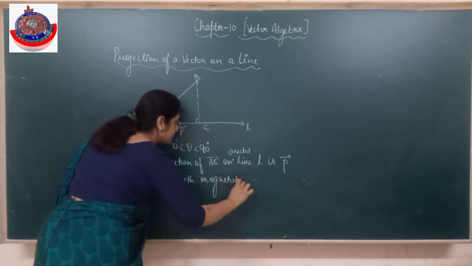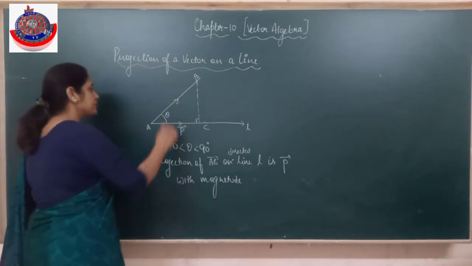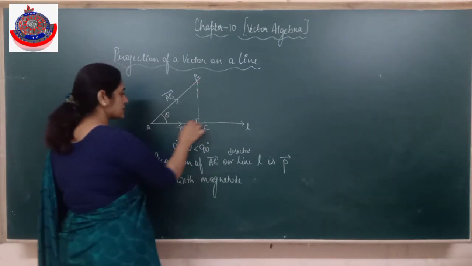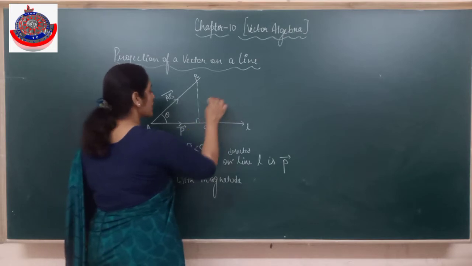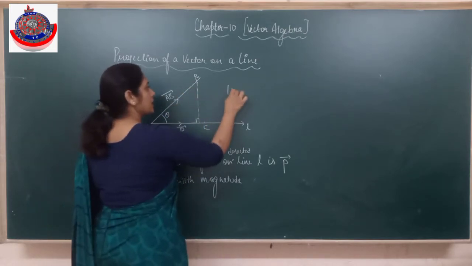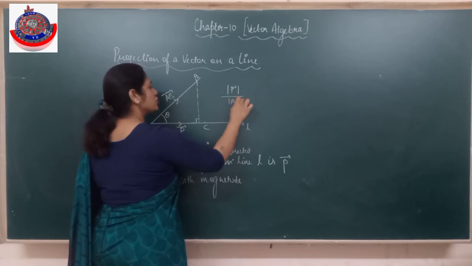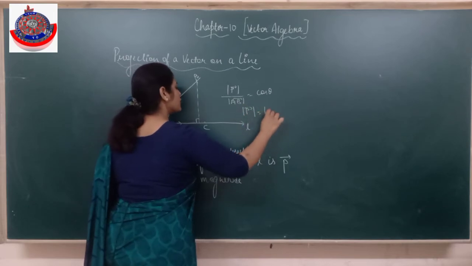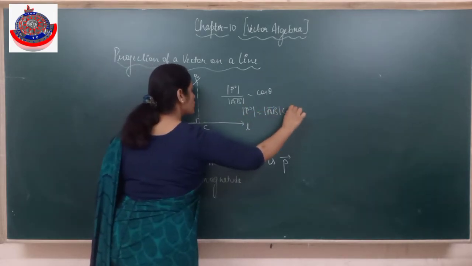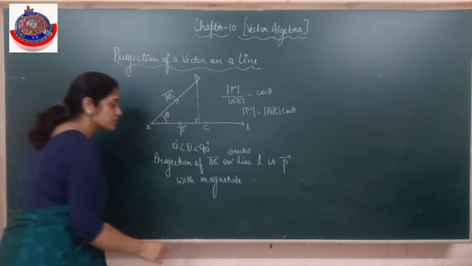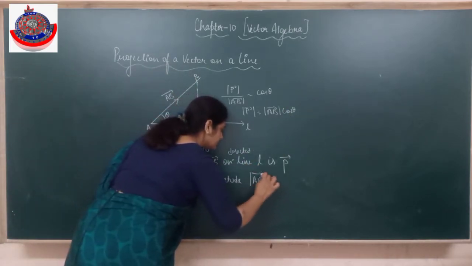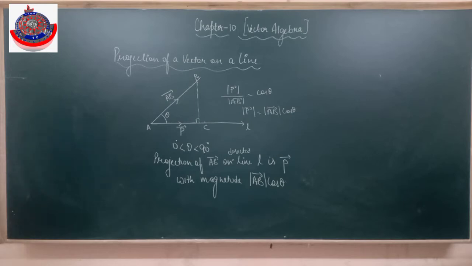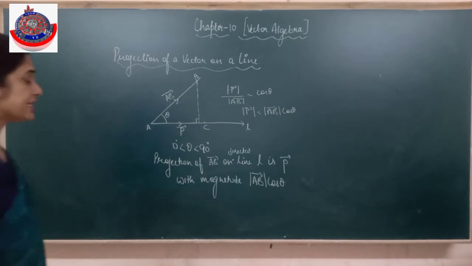Now see, what will be its magnitude? This is my AB vector. If I talk about the magnitude, this is a right angle triangle. I need the magnitude of this. I know that base upon hypotenuse is equal to cos theta. So what will be the magnitude of P? Magnitude of P will be magnitude of AB into cos theta. So the magnitude is AB cos theta. Understood? Is it clear to everyone?